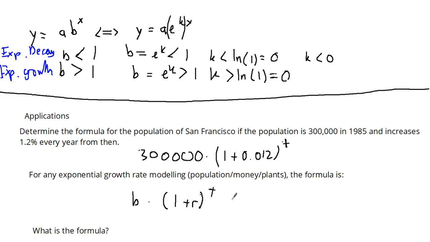But r is our rate, so that will be increase is 1.2 or decrease is 5.8. If it's decreased, it will be minus. Our t is our time, and our b is our initial value. Or a, k, b. You can use whatever you want. This is the formula of the exponential growth.